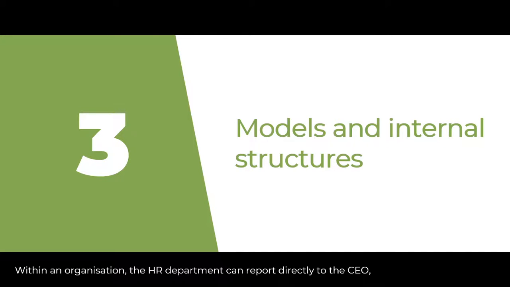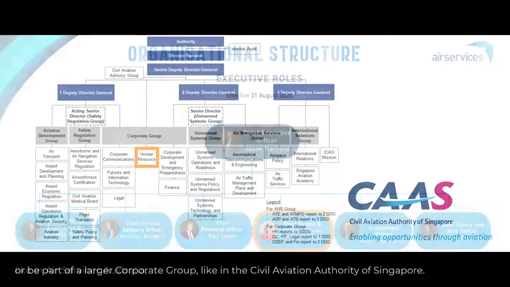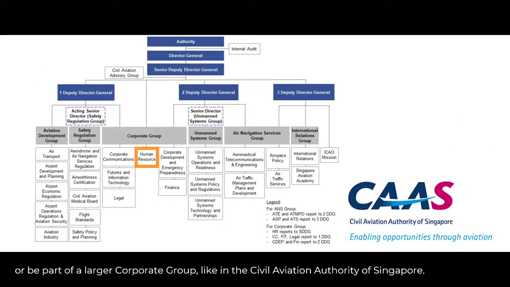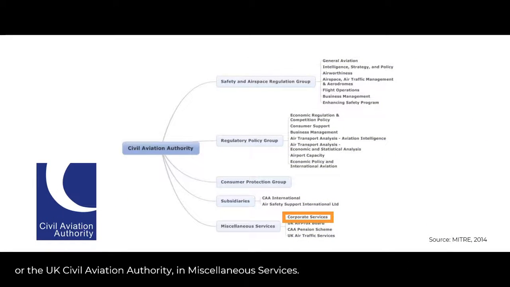Within an organization, the HR department can report directly to the CEO, like in Air Services Australia, or be part of a larger corporate group, like in the Civil Aviation Authority of Singapore. It can also be a separate department under the Methods and Quality Division, like in the French Civil Aviation Services, or the UK Civil Aviation Authority in Miscellaneous Services.